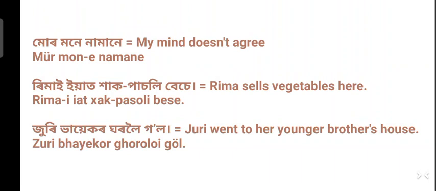But what's the difference is that in Hindi, it only gets the suffix in past tense. But in Assamese, it gets it in all tenses. In present tense, like mone namane, in past tense, mone namanile, in future tense, mone namanibo. Always the a suffix is added. So now let's go to accusative case.